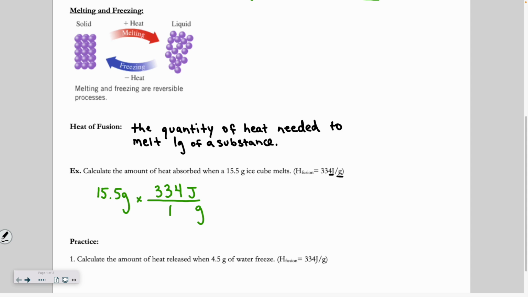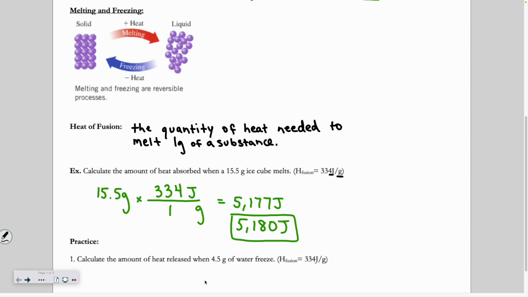So in my handy dandy calculator, I am now going to take 15.5 and multiply that by 334. And I get, for my unrounded value, 5,177 joules. 15.5 has 3 sig figs, 334 has 3 sig figs as well. So I'm going to round this to 5,180 joules. And that's my answer. Okay, so that was melting. That's great.